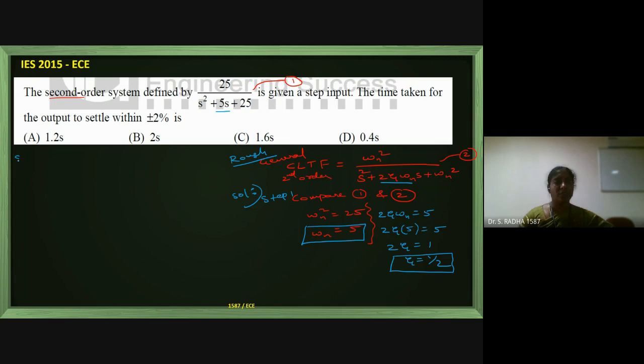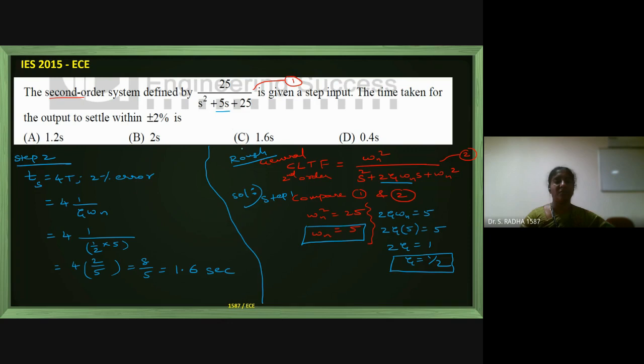Now I am moving on to step 2, the exact formula for settling time. It is 4 time constants for 2% error. Already we know this capital T is 1 by eta omega n. We know the values, so just substitute and simplify. Eta is half, omega n is 5. So 4 times 2 by 5 is 8 by 5, which is 1.6 seconds. We have the exact value in option C. So option C is the correct answer.